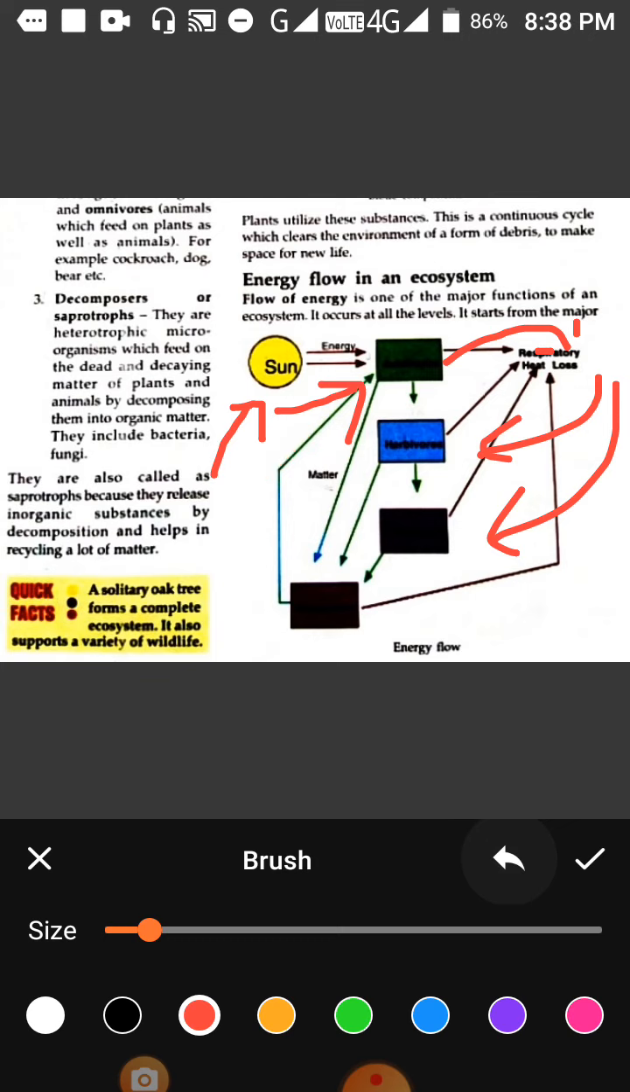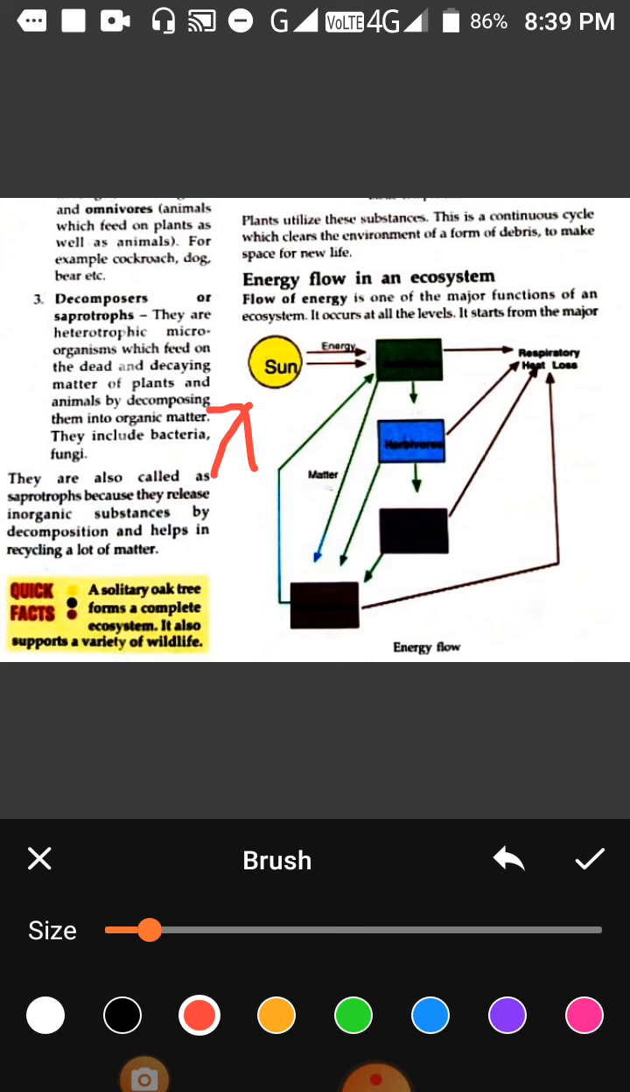The flow of energy starts from the sun. From the sun it enters the plants. The plants are used by the animals, so from the plants it enters the herbivores. Herbivores are eaten by carnivores, and this arrow which is shown here means the plants will die. Then their flow chart is there. So the energy flow takes place from the sun, and the energy goes back.